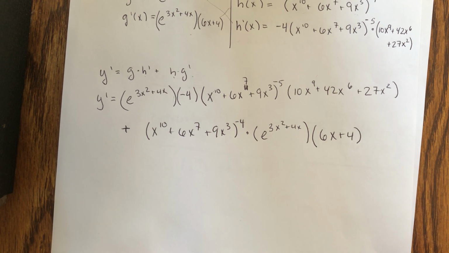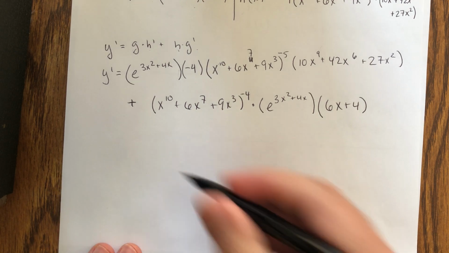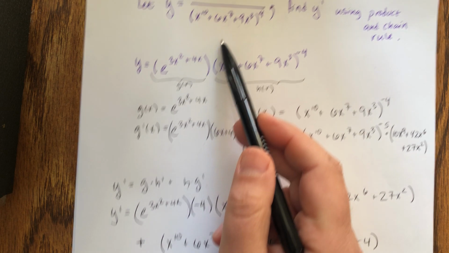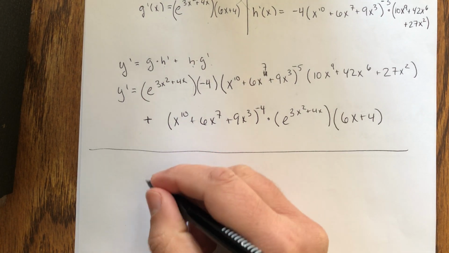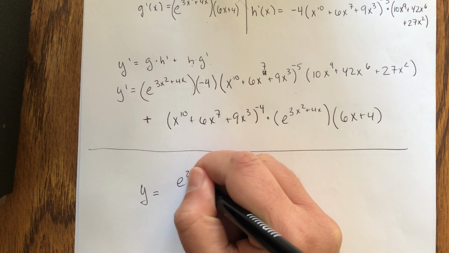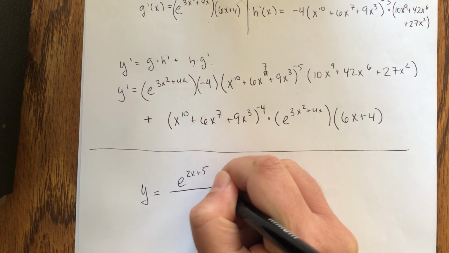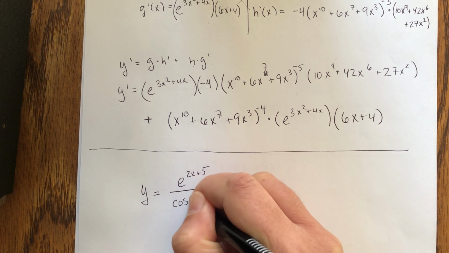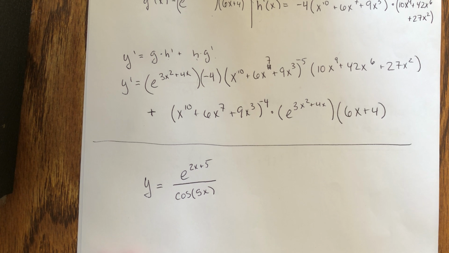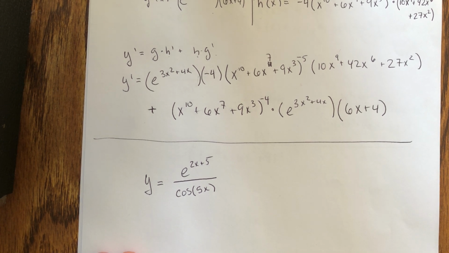So I would recommend when you have a quotient rule problem, you can always rewrite it as a product rule problem, even if it wasn't something like this example here where we have a function raised to a power. Even if it was something else, like, let's say we had the function e to the 2x plus 5 divided by cosine of 5x, something like that. You could use the product rule to solve this as well. You don't need the quotient rule.